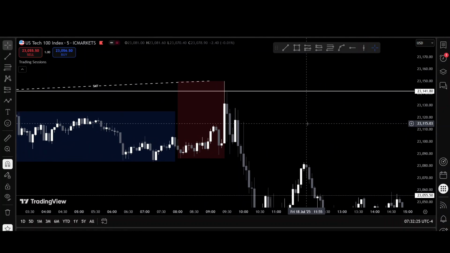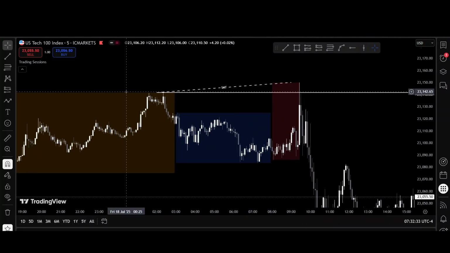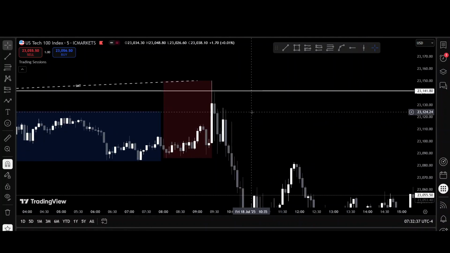My one and only rule in trading is you gotta take out any sign of liquidity before I can take a trade. We took out this hourly high, which is Asia session highs. Then we made the SMT. So this is a valid SMT for me because we've already taken out liquidity and it's the time I'm trading.